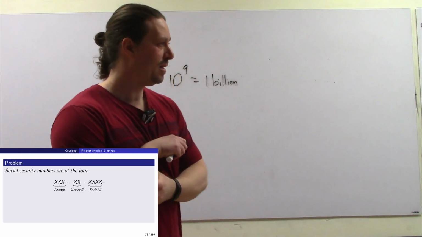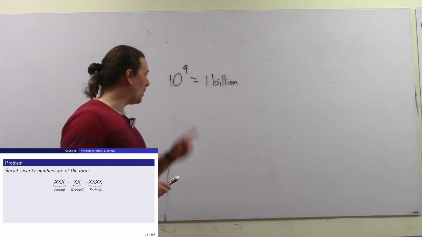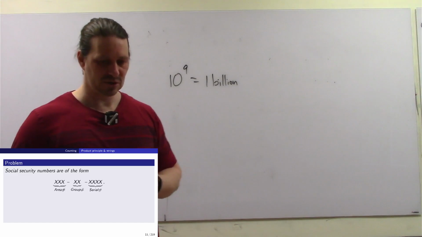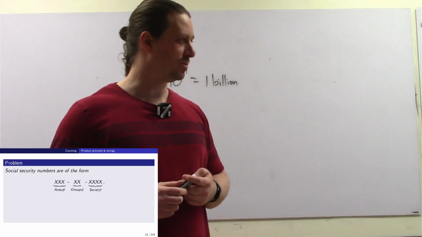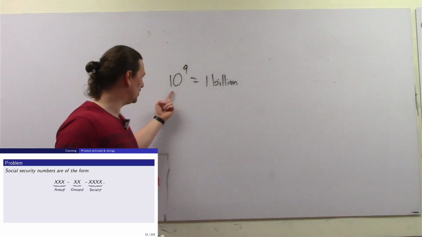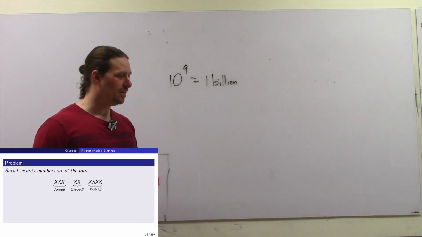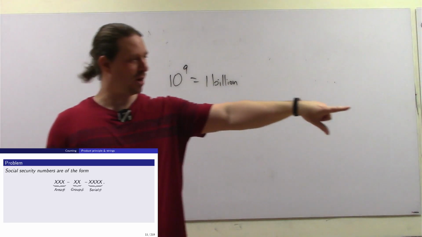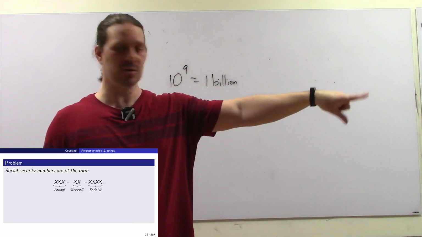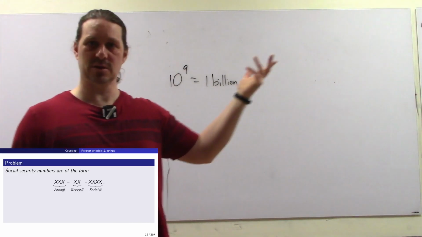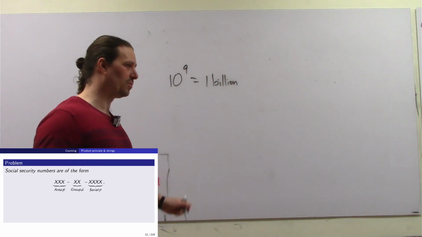Okay? All right. Now, I want to answer this question in another way here, just again to show the versatility of the product principle. So here we answered it digit by digit. Each digit had 10 options, and there were 9 digits. So 10 to the 9th. But you can also break it up into 3 subproblems. The area numbers times the group numbers times the serial numbers. Obviously, you're going to get the same answer, but let's go through that real quick here.